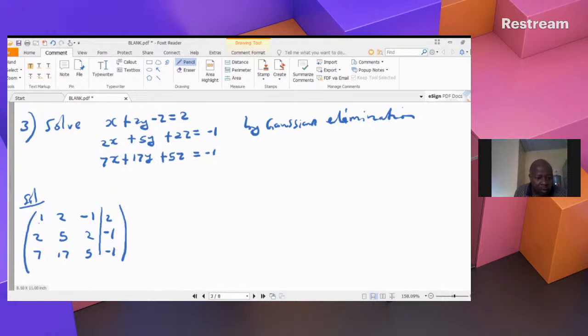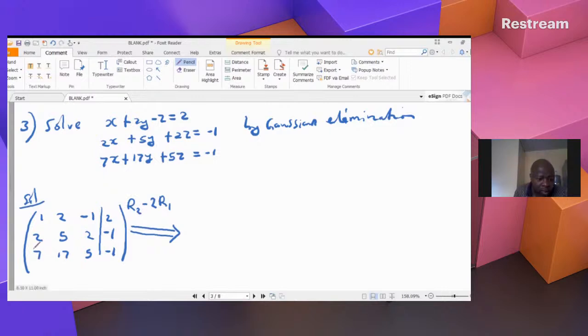We are lucky we already have a 1 in this position, otherwise we would have created it, so we just now use it to create zeros elsewhere in column 1. So we need a 0 in this position and a 0 in this other position. So to get the new row 2, I can see I have a 2 as the first element there. So I would take that 2 times row 1 and subtract from the existing row 2.